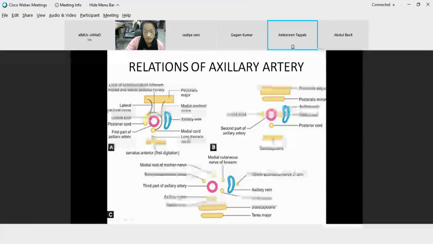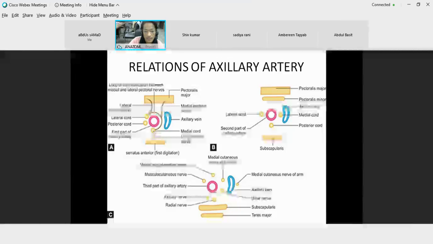Lateral, medial, and posterior, or medial cord. Yes, very good. Medial cord, lateral cord, and posterior cord. So the medial cord of the brachial plexus is related posteriorly to the first part of the axillary artery. This is the medial cord of the brachial plexus.